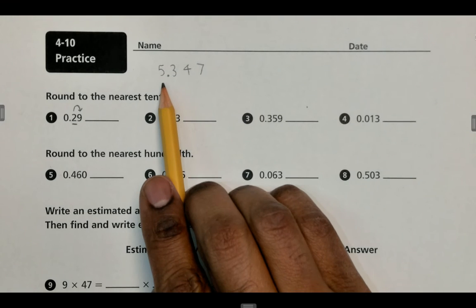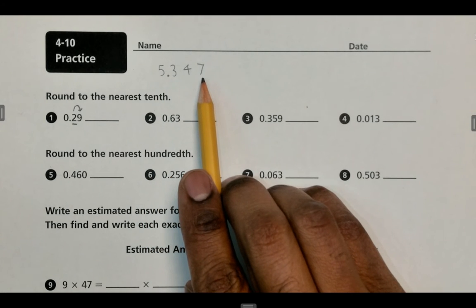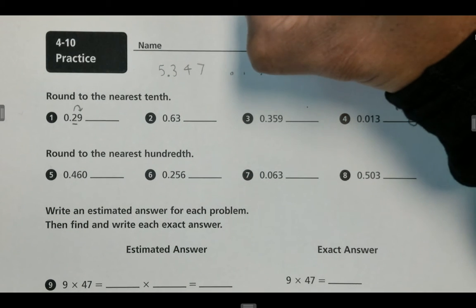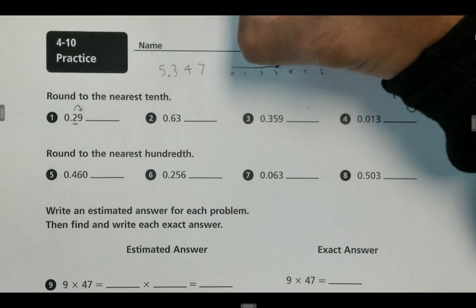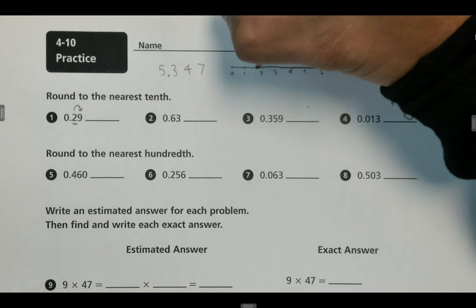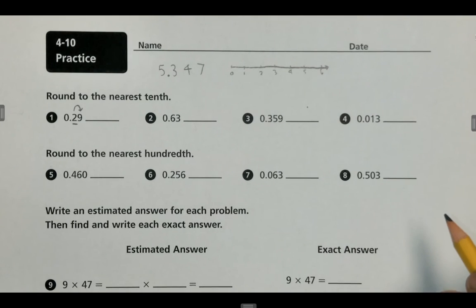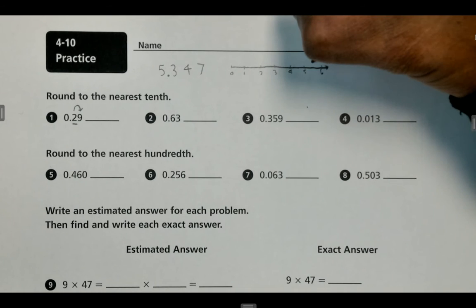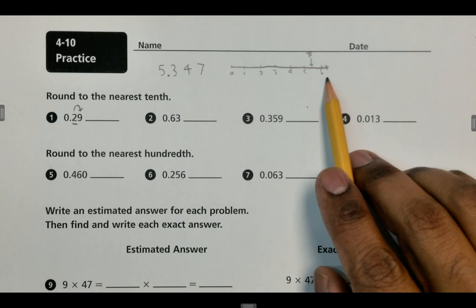Now, let me show you how this is slightly different if I make this a decimal. Now, imagine this decimal, 5 and 347 thousandths. Imagine where it falls on a number line. If you visualize this as being somewhere between 5 and 6, you're correct. Is it closer to 5 or closer to 6? Well, it'd be somewhere right about here, wouldn't it? So it'd be closer to the 5 than the 6.